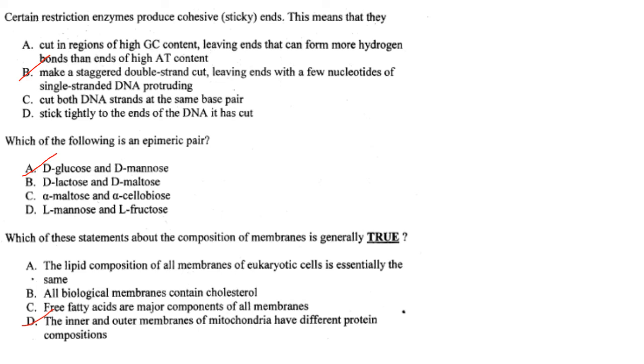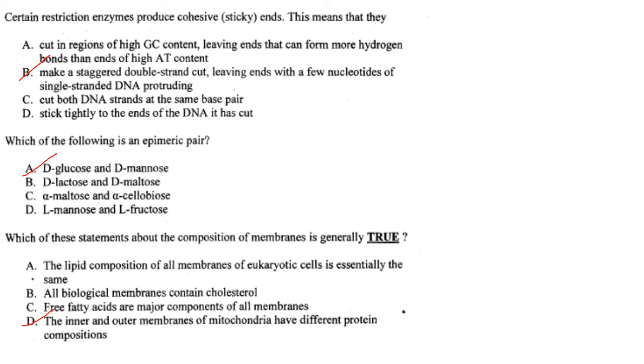Which of the following is an epimeric pair? D-glucose and D-mannose. This is a usual question. They have asked it so many times, not only for this university, but for other universities also. So it is D-glucose and D-mannose.